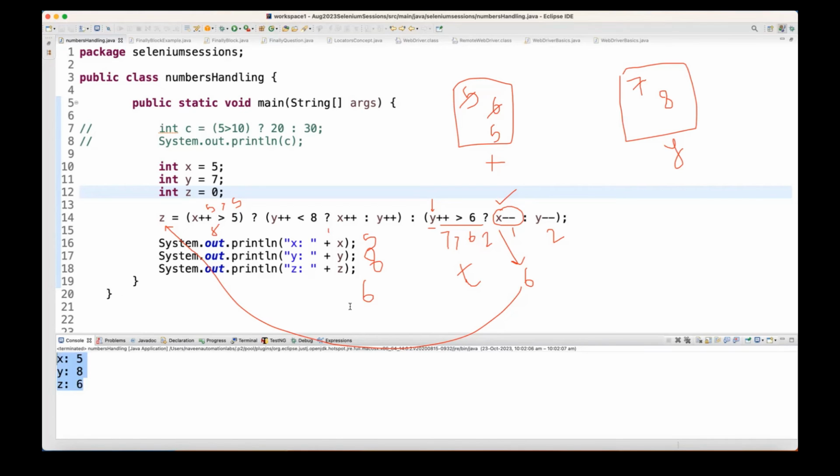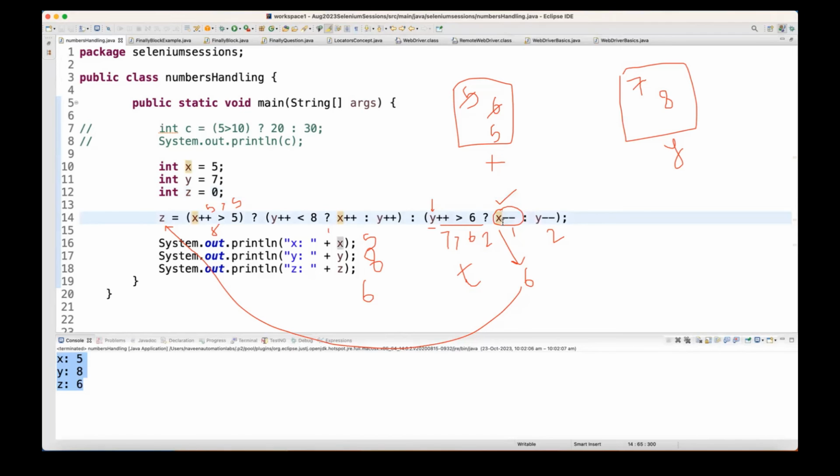So make sure that whenever you are doing any operation, see x--. Earlier x was 6, so you have to take x's latest value, which is 6 here. But inside the memory, x will be decreased by 1. So that's what you have to write: 6 minus 1, which is 5 here. So z will take 6, but inside the memory, x is becoming 5 here. So the final output will be 5, 8, and 6.